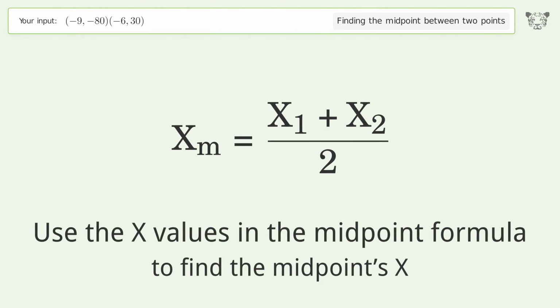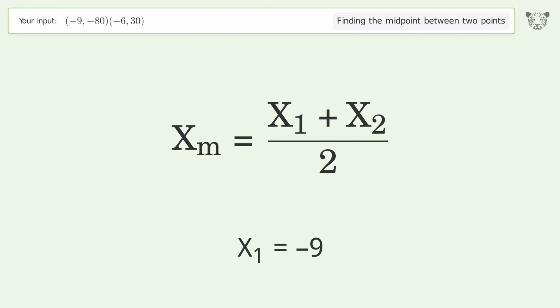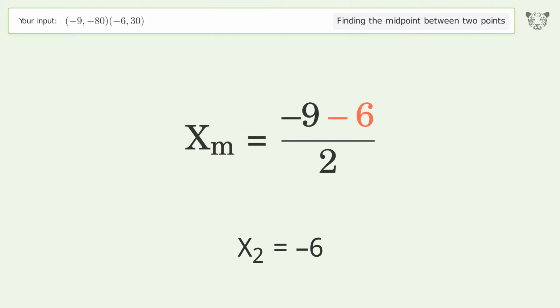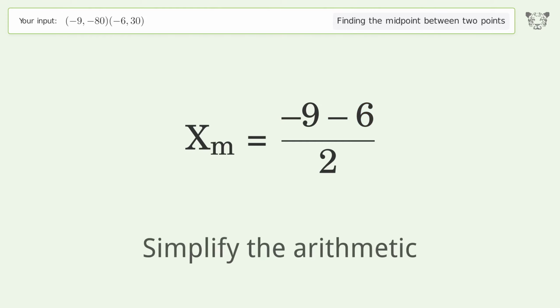Use the x values in the midpoint formula to find the midpoint's x. x1 equals -9. x2 equals -6. Simplify the arithmetic.